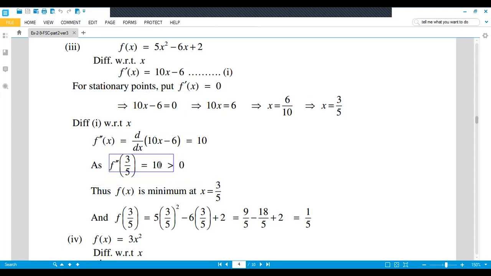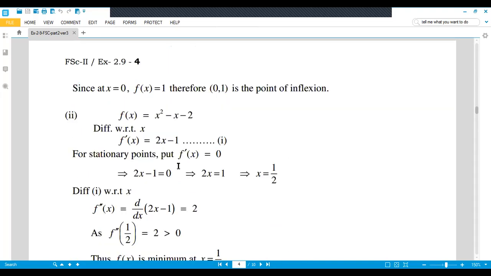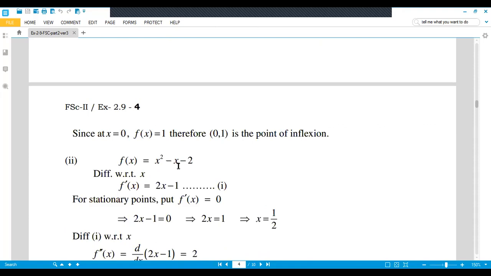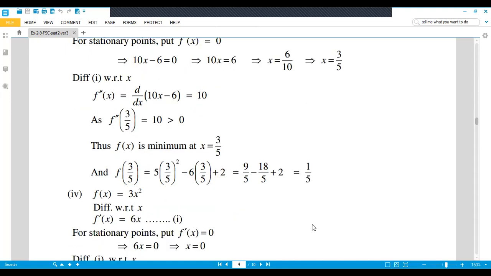If this value is less than 0, then maximum. If it is greater than 0, then minimum. So minimum. Now you put this 3 over 5 in the given question in place of x: 3 by 5 whole square, and minus 6 times 3 by 5 plus 2. So 3 by 5, 5 cancels one time, one time left, and 9 over 5 you get, 6 3s are 18 over 5 plus 2. When you take the LCM, you will get 1 over 5.